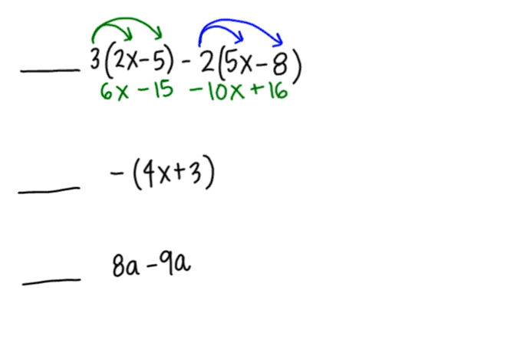At this point, we have to combine our like terms. So I have a 6x and a negative 10x. My adding and subtracting rules say they have different signs, so I subtract and take the sign of the larger, so that's going to be a negative 4x. The other part that I have is a negative 15 and a 16. Those have different signs, so I subtract and get 1. Since 16 is larger and it's positive, that's going to be a positive 1.